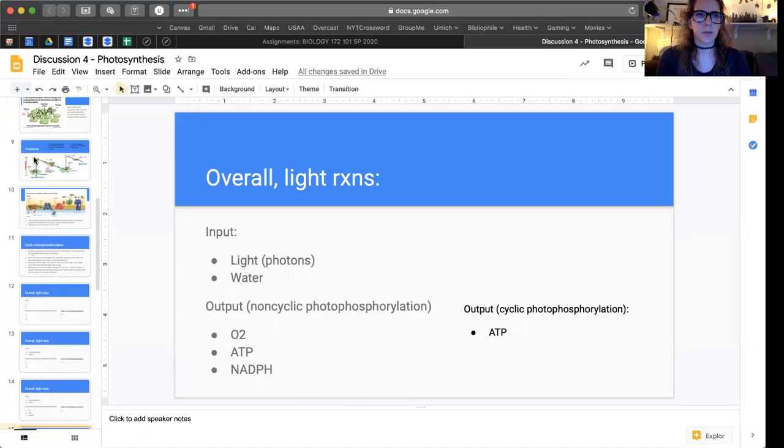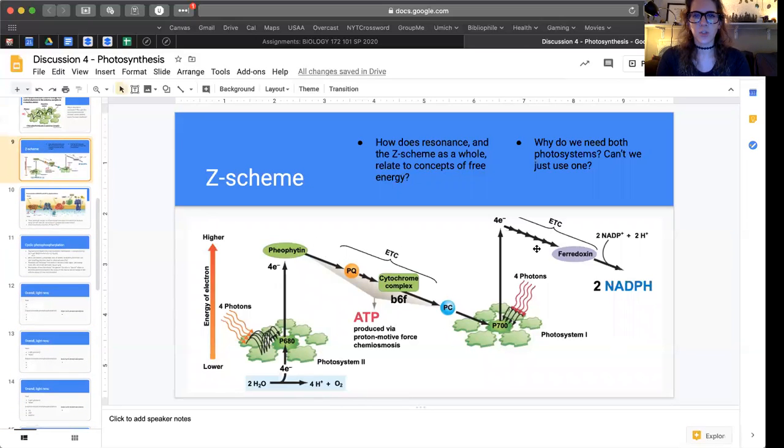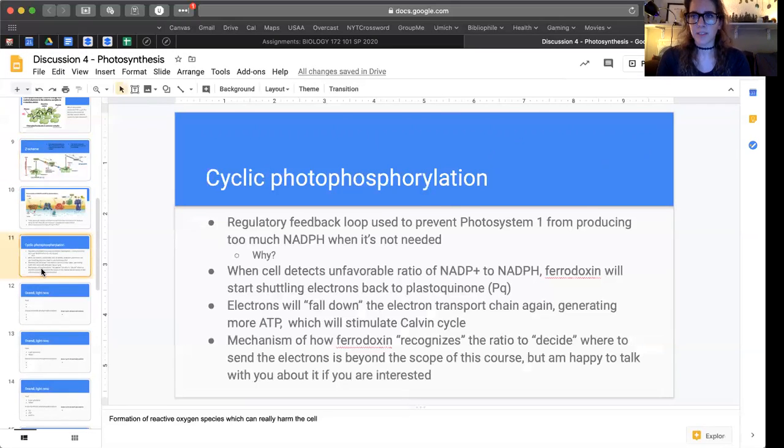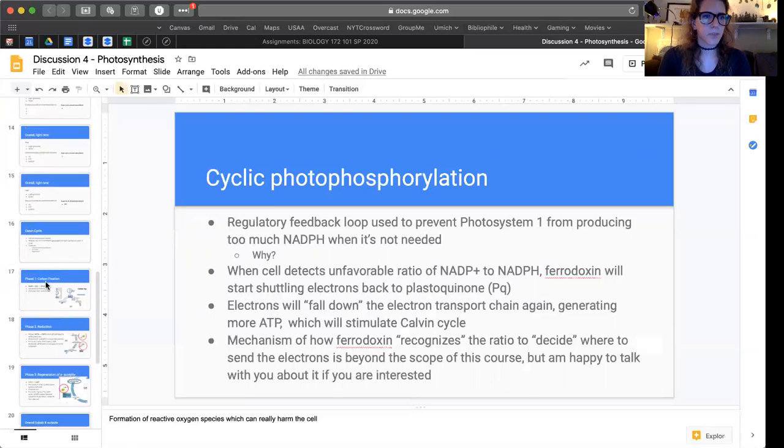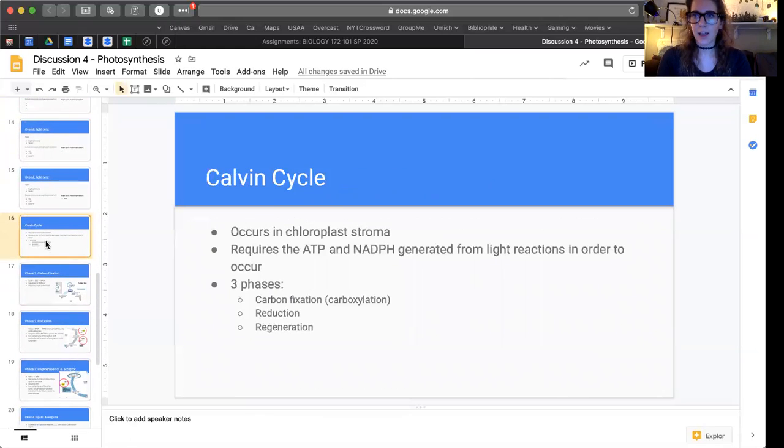And this is because we would be just doing this step here. So we wouldn't be getting any of this oxygen formation or this NADPH formation. But remember that this is just under a specific circumstance. You're not always going to be doing cyclic photophosphorylation. Okay, so moving on to the Calvin cycle.